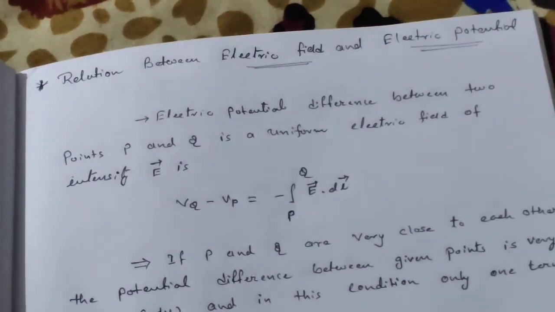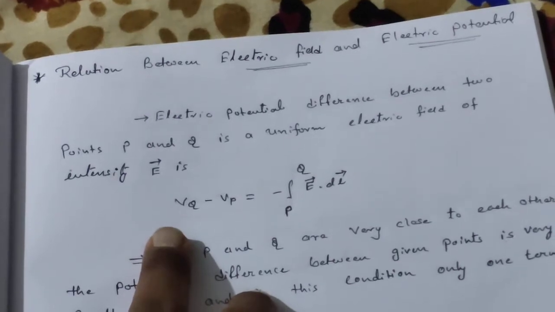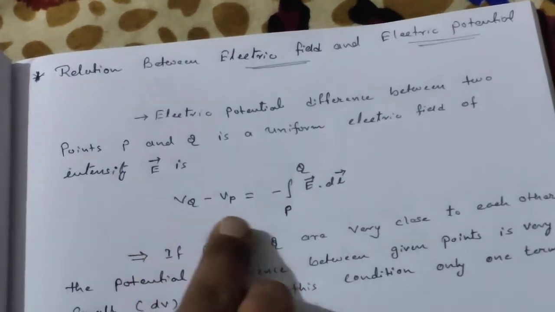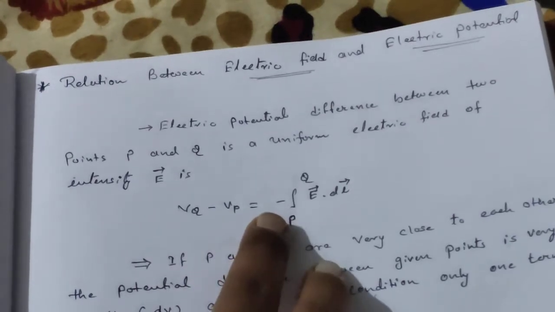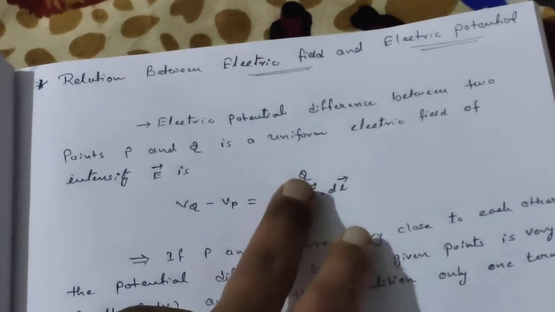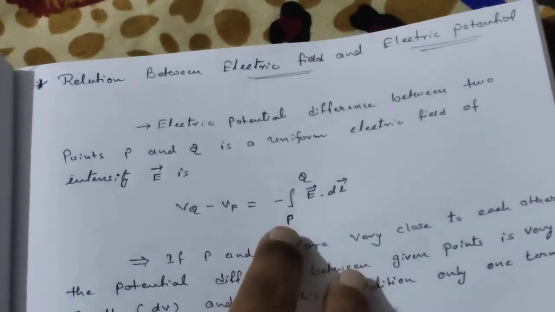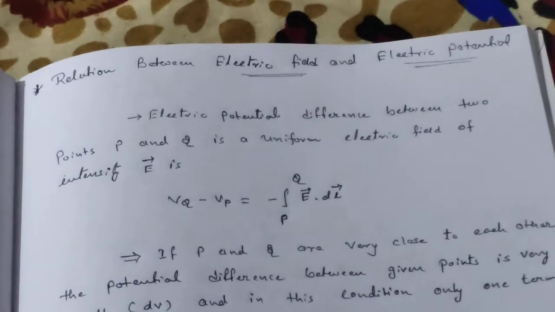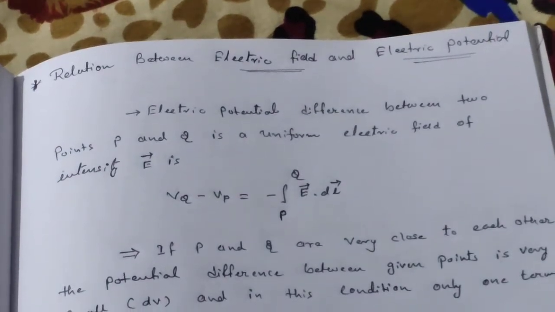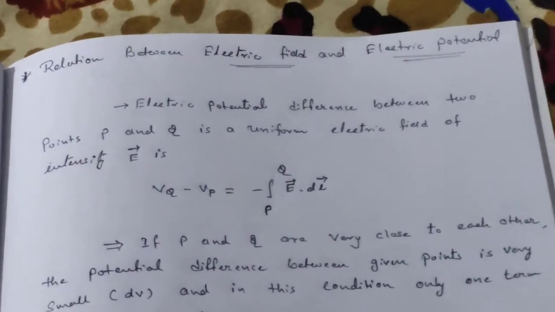Okay, and basically for electric potential difference we have this simple equation: VQ minus VP equals minus integration from P to Q, where P will be the initial point and Q will be the final point, E dot dl. Remember, dot means it's a dot product.